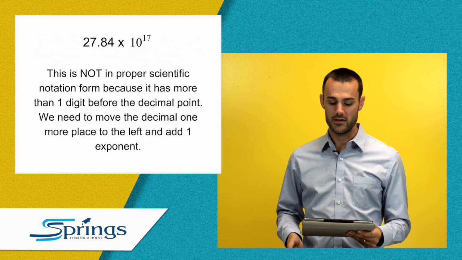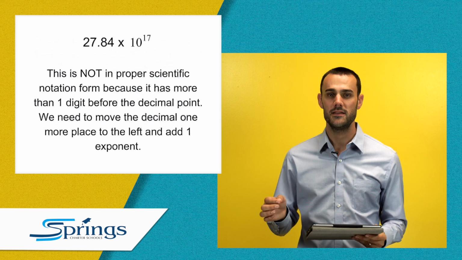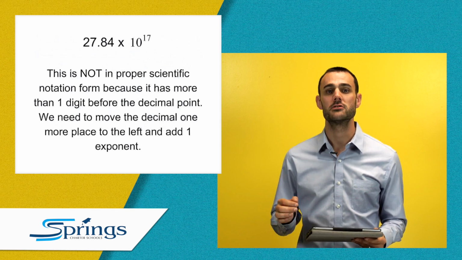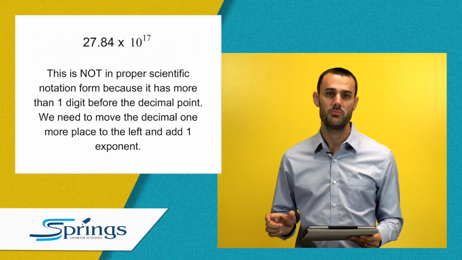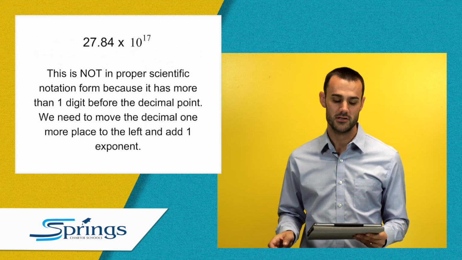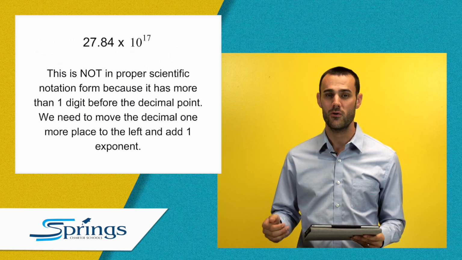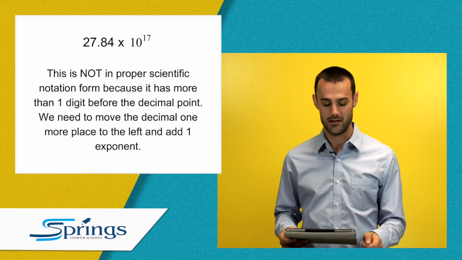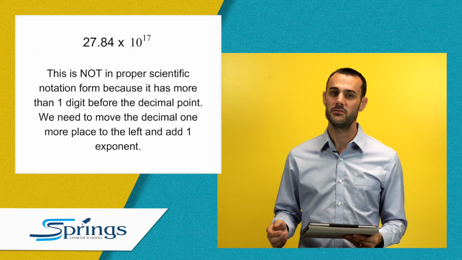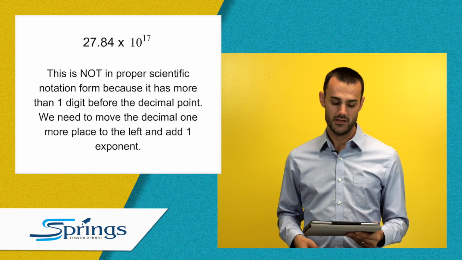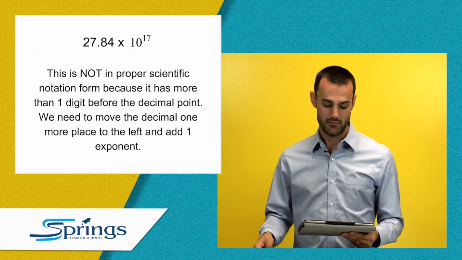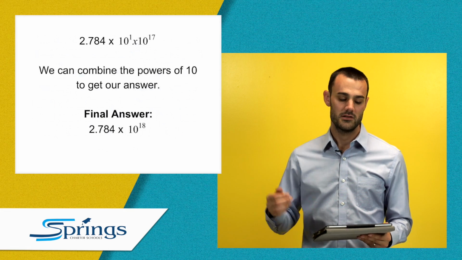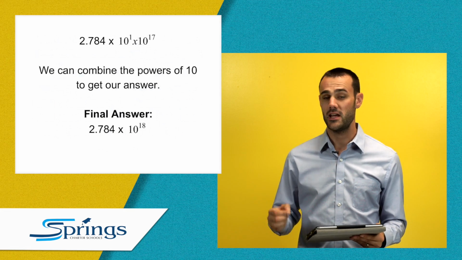Now you may have noticed that this is not entirely in the proper scientific notation format, because I actually have a number that's much larger than 10 as the root part of the scientific notation expression. In this case, 27.84 is too large. Remember, it has to be a number between 1 and 10. So how do we get that to between 1 and 10? Well, we can move the decimal place one more time, and then we're going to add another number to our exponent. So we're now left with 2.784.